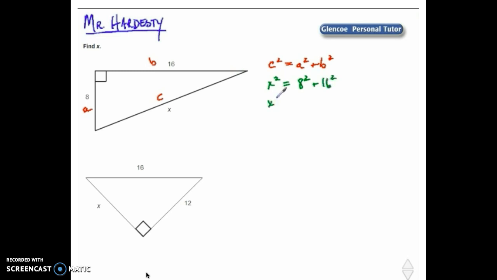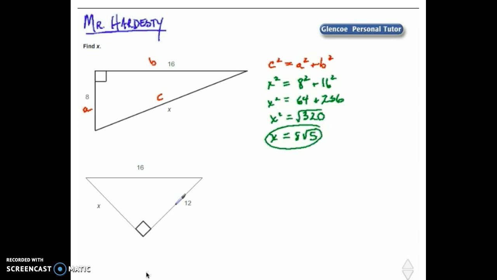We'll solve for x by simplifying on the right side, 64 plus 256, and that sum is 320. We'll take the square root of both sides to make x squared just x, and that positive square root is the square root of 320, which in simplest radical form is 8 radical 5.